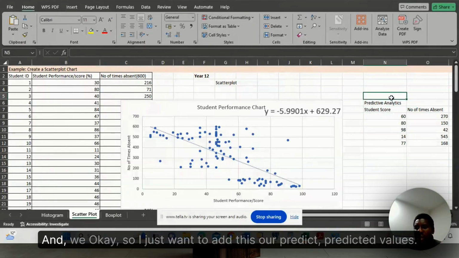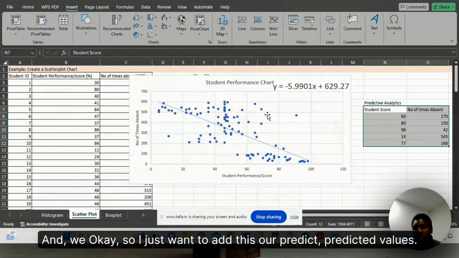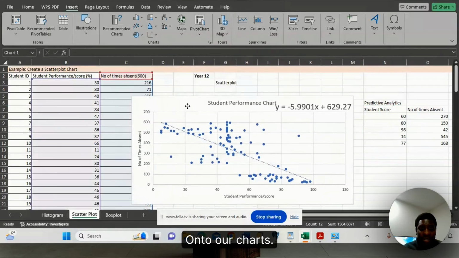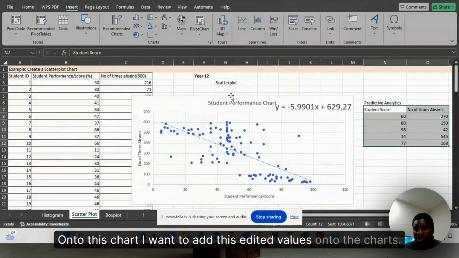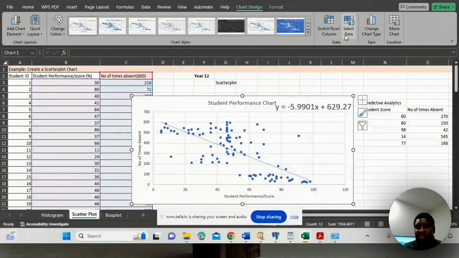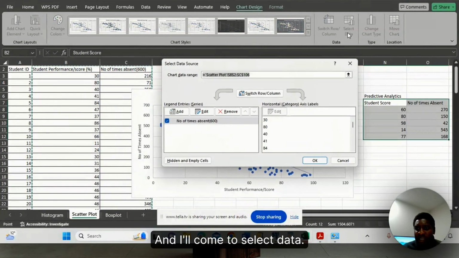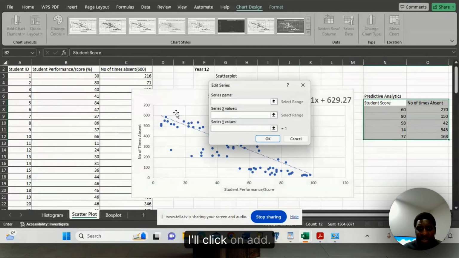Now I just want to add our predicted values onto this chart. I'll click on my chart, come to chart design, and come to select data. If you see that it has highlighted this, I'll click on add.